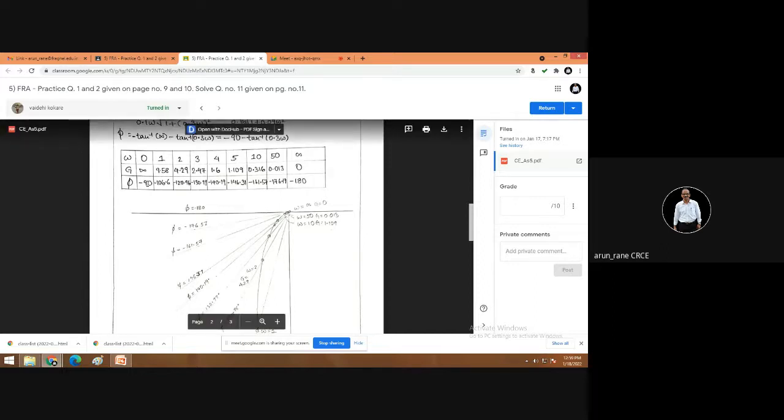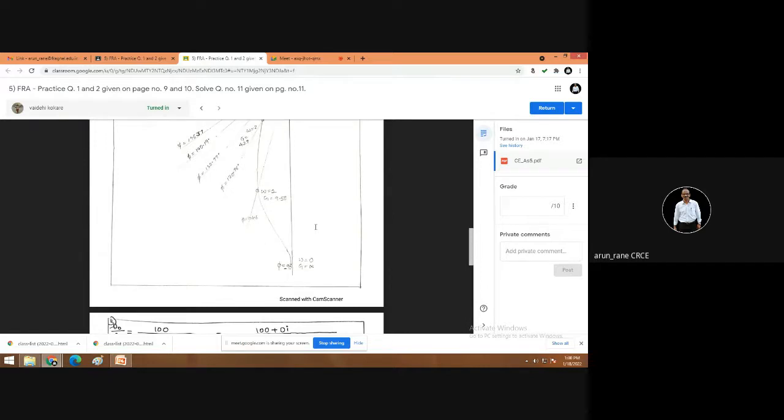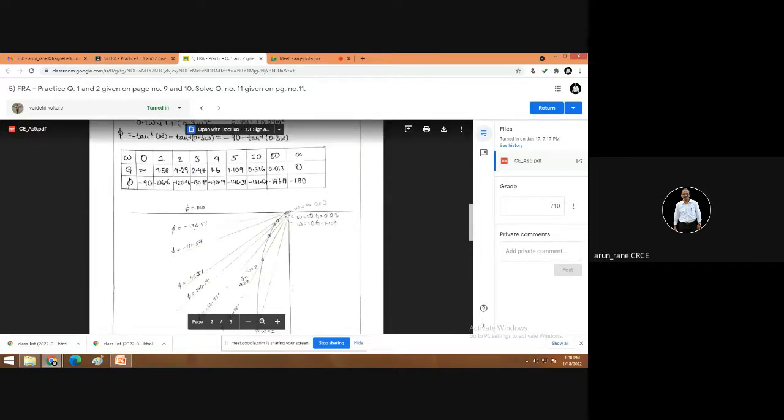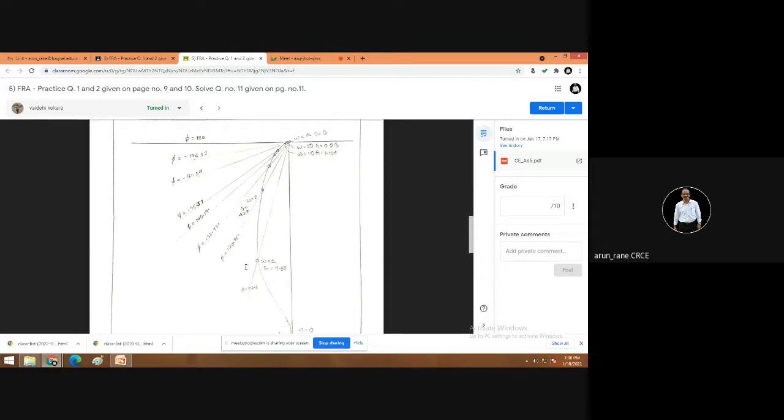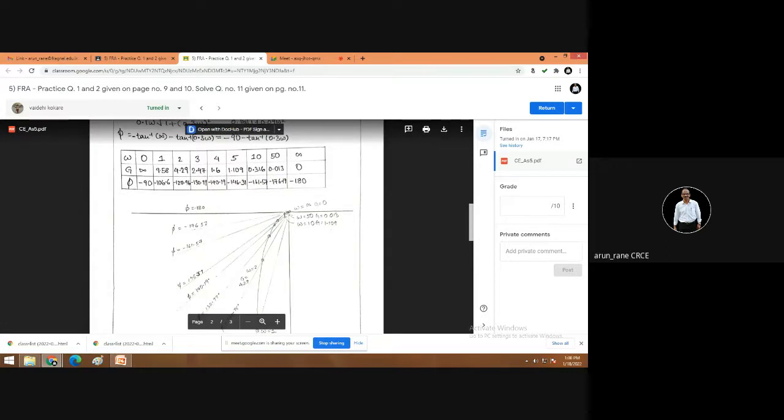So first point is phi is minus 90 and omega is infinity. So phi is minus 90, so that is the negative imaginary axis or negative y-axis. So this is the minus 90 line. Then draw these various lines: minus 106, minus 120, minus 130, and this is minus 180.